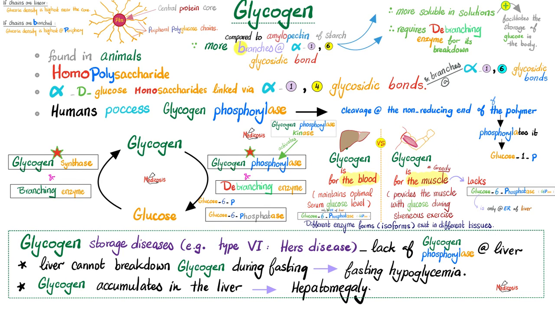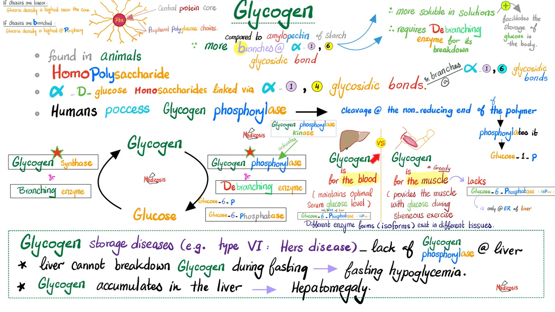What are the names of the organs that have glycogen in them? Liver, that's the most important one, and the muscle. But there is a huge difference between the two. You see this last enzyme? It's only present in the liver, not in the muscle, which means the only organ that can give you free glucose without phosphate is the liver. The muscle can never do it.